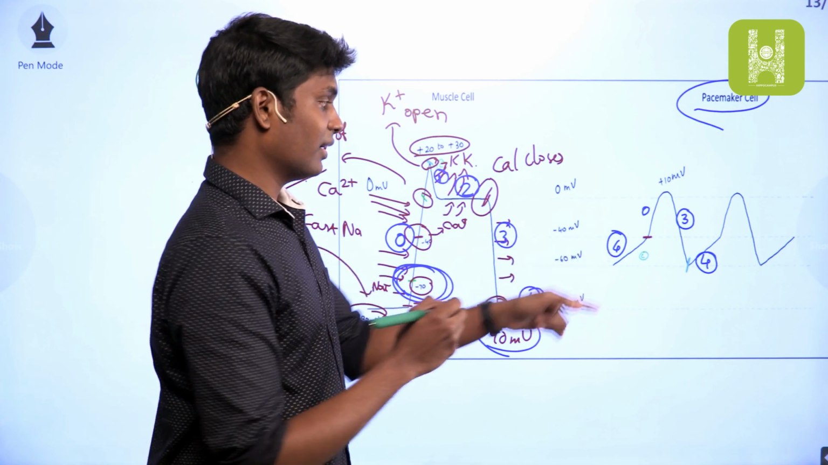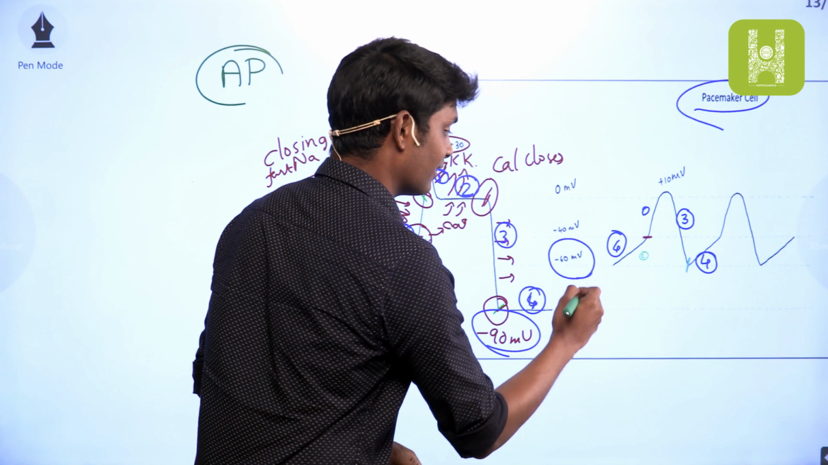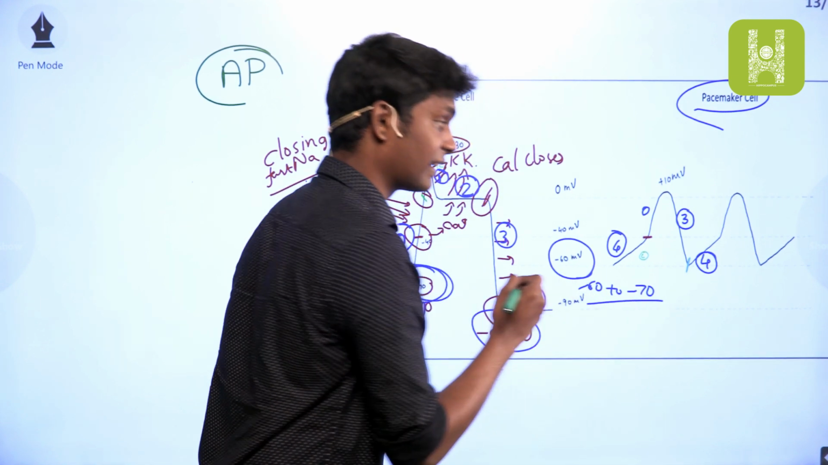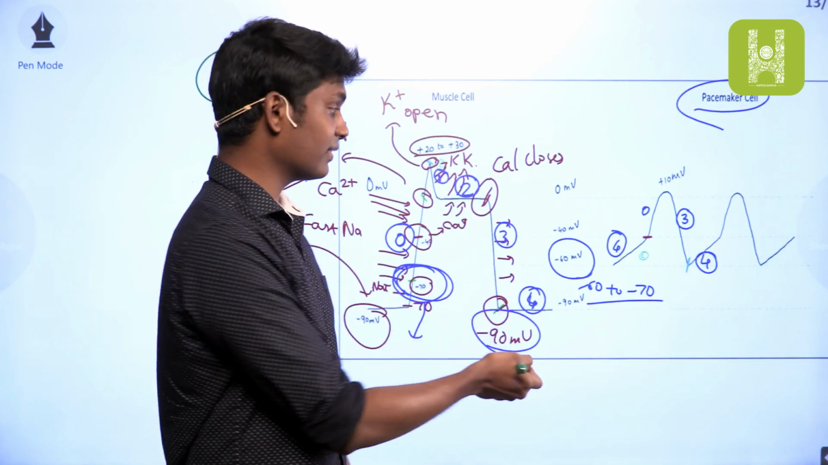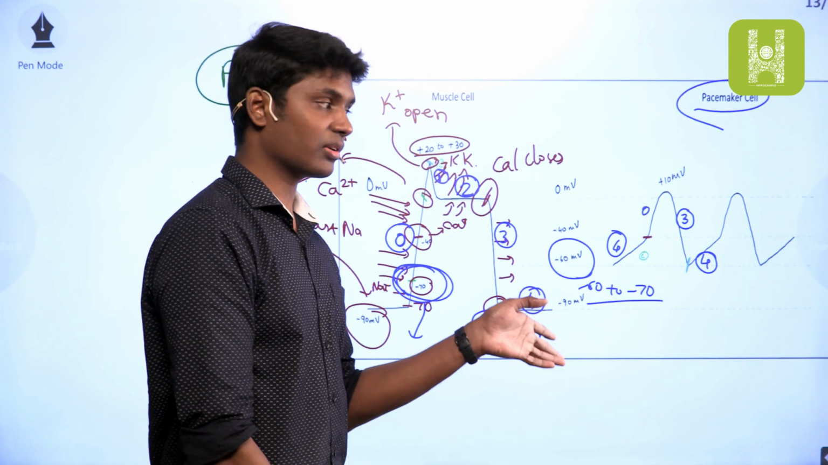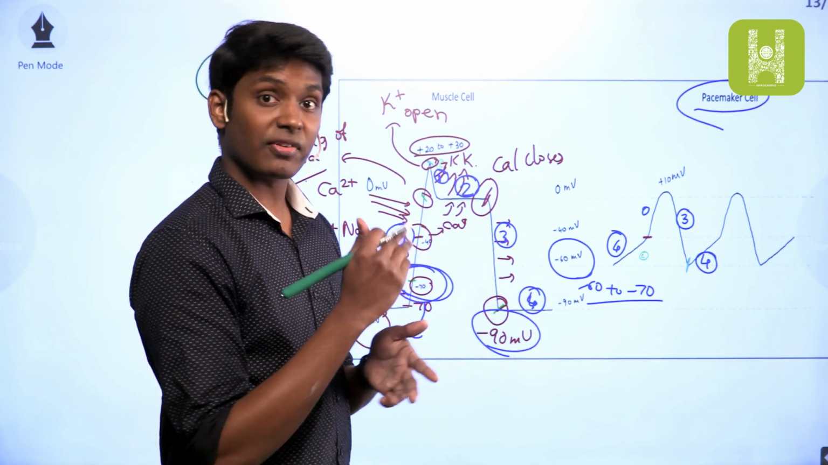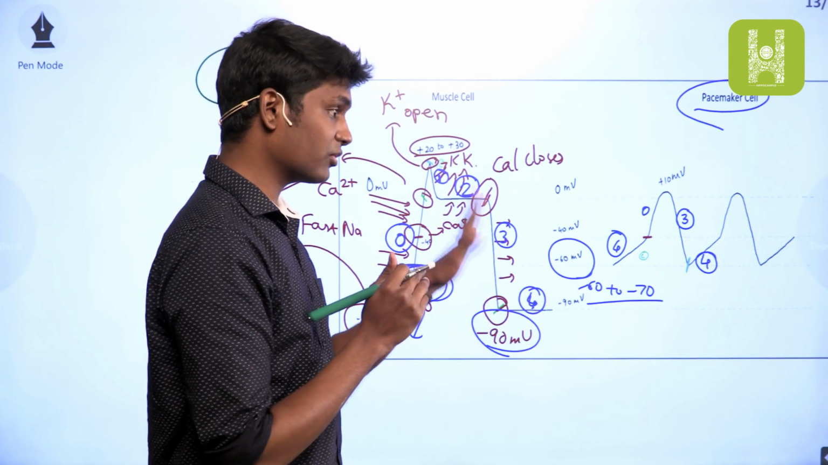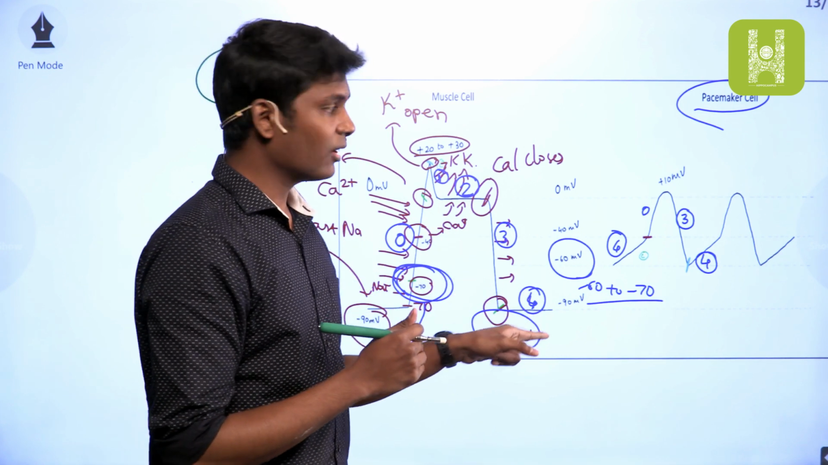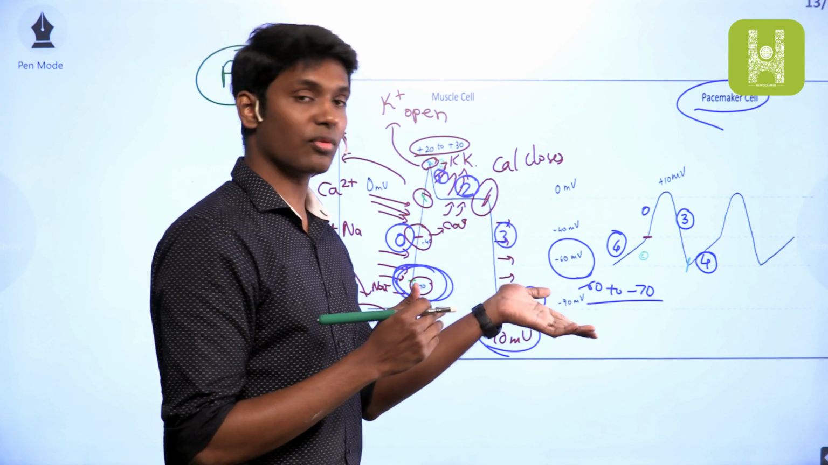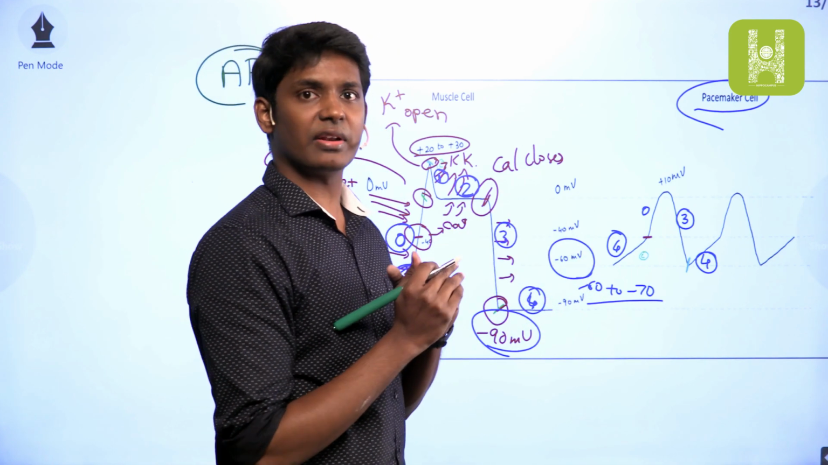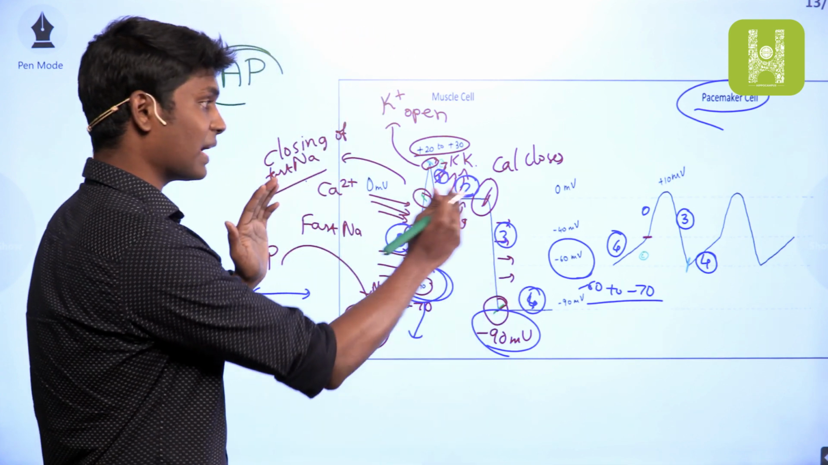But here, as I said earlier, the resting membrane potential of a pacemaking cell is just minus 60 to minus 70. There is no minus 90, so there is no chance of activation of the fast sodium channels, because they will be ready to open only when the potential becomes more negative. So here there is no role for the fast sodium channels. So how is the action potential generated then? That is why I am comparing these both.